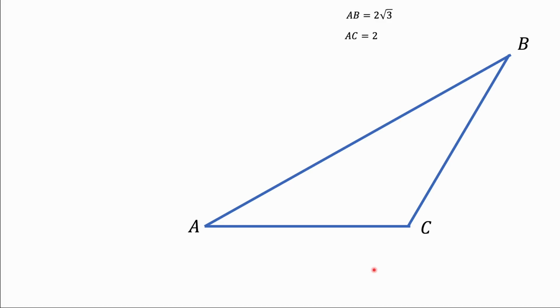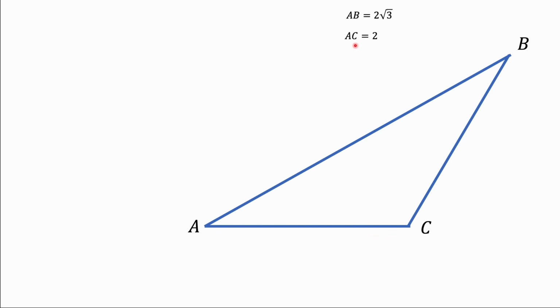Today we have a very interesting problem. To solve this problem, we need to know some properties of medians, angle bisectors, altitude, and more. We have a triangle ABC. We know two sides of this triangle. Side AB is 2 square root of 3.